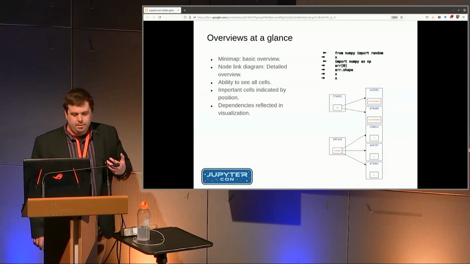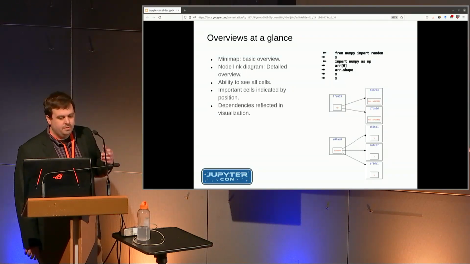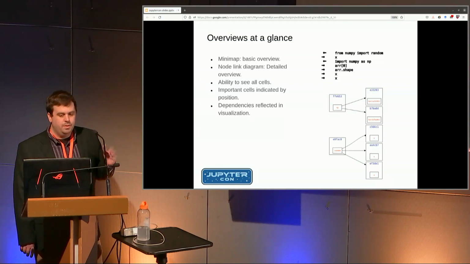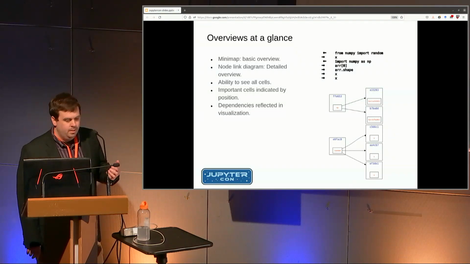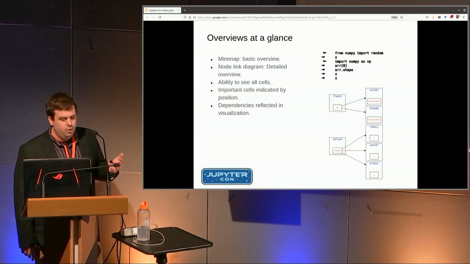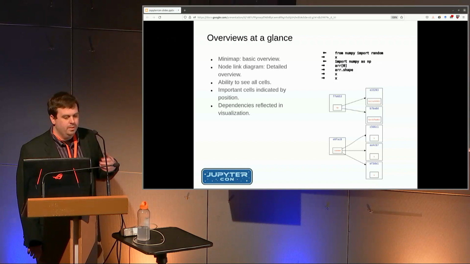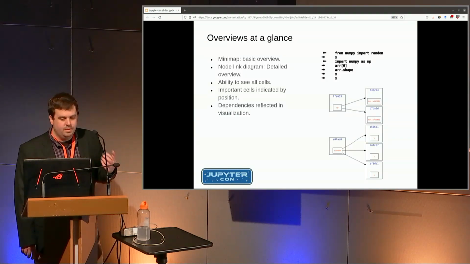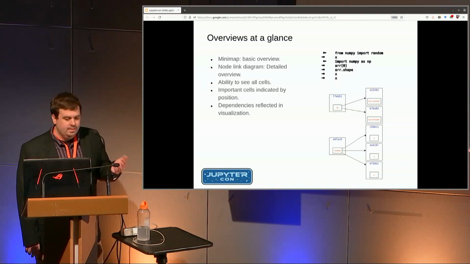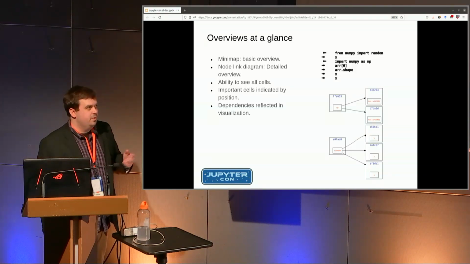So the minimap provides a strong case for itself most of the time, but the node link diagram provides a more helpful overview at a glance. We can see all the cells in the notebook at once. We have the ability to see what cells are important just by glancing at what cells are the highest up. This isn't an exact science because we're at the mercy of a graph layout algorithm, but it mostly does a good job most of the time.